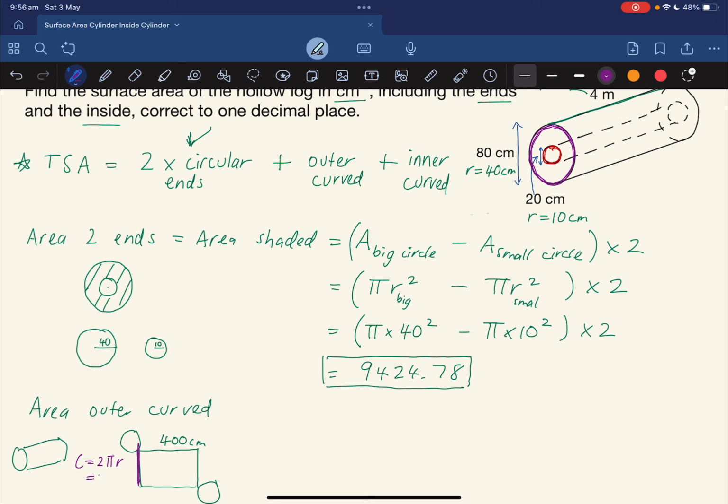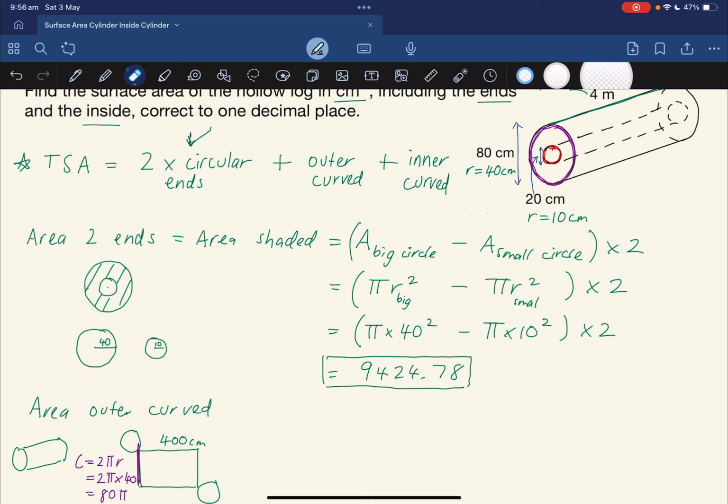And then we've got our outer radius. What's our outer circle's radius? It's 40. And then you're going to do this for the other one too. So we've got 80 pi. And let's just get into it.